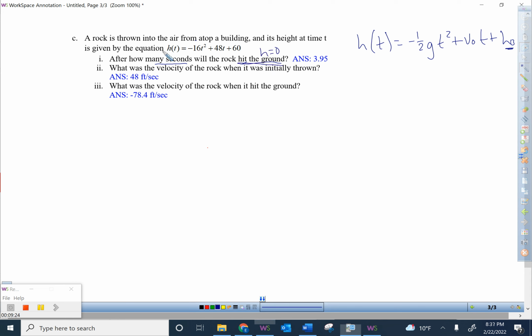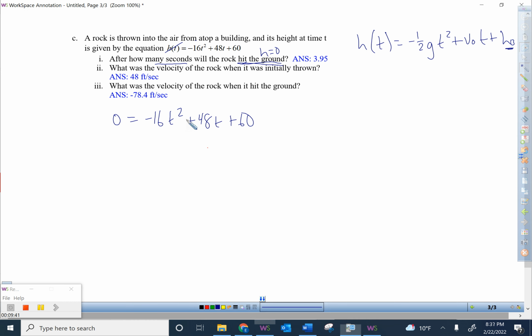And because I'm talking just about the height, then I can go in here and just set the height equal to 0. That looks like 0 equals -16t² + 48t + 60. This is something that we can solve by factoring or the quadratic formula. Really, those are the methods that are most common. You could also do it with graphing if you had an appropriate window.